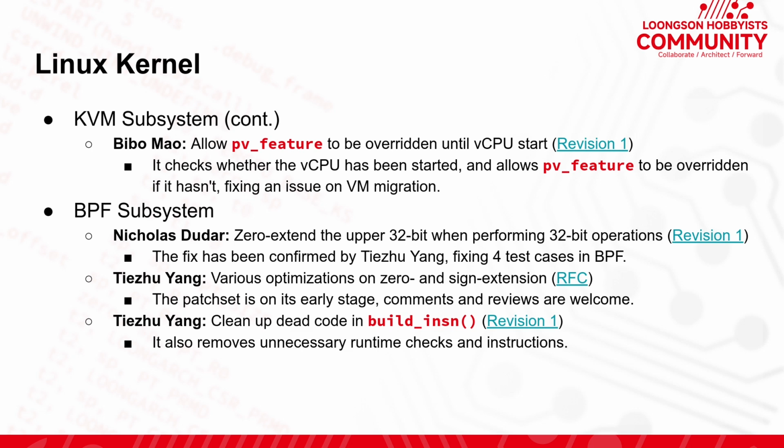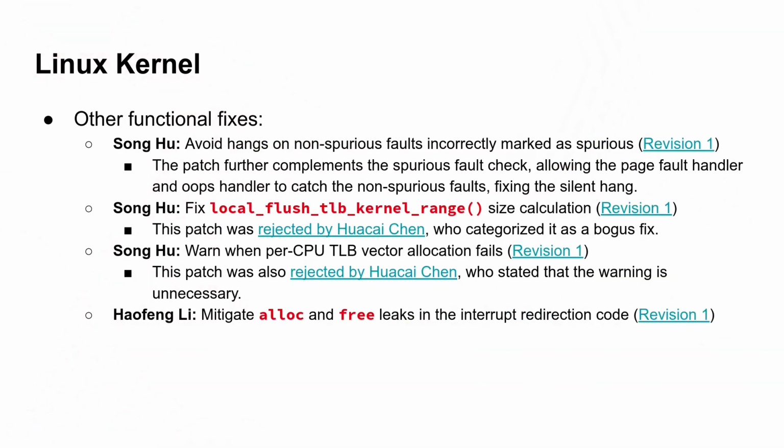Yang Tiezhu pushed 2 patches, one being a request for a common patch for various optimizations on zero and sign extensions. And he also submitted a patch to clean up that code in the build instruction function. And it also removes several unnecessary runtime checks in instructions, possibly bringing better performance.